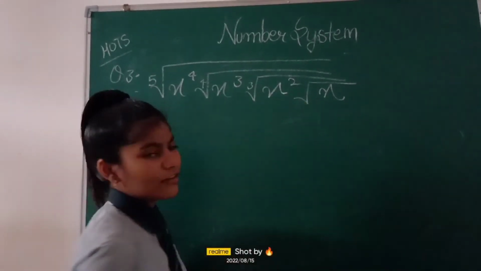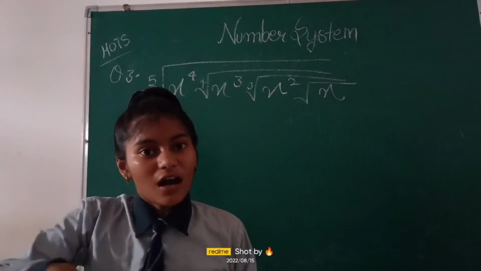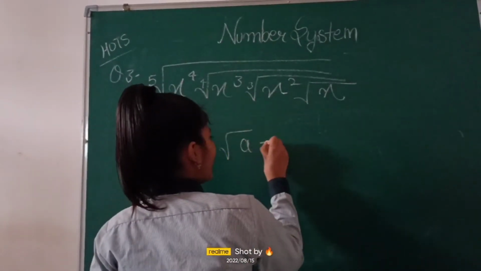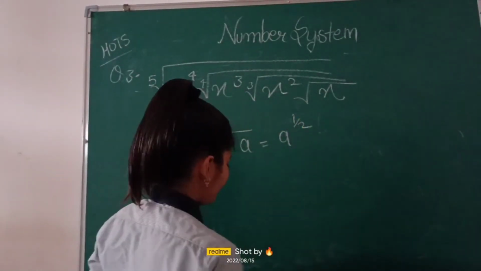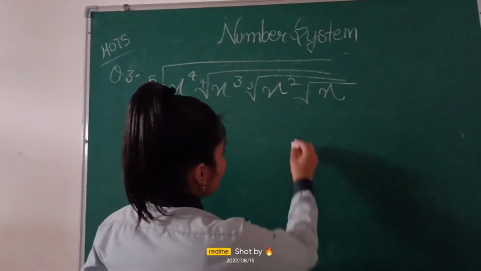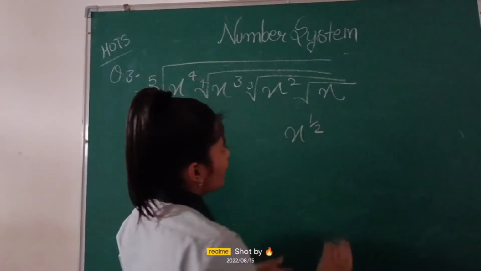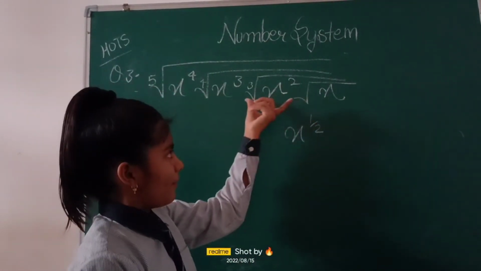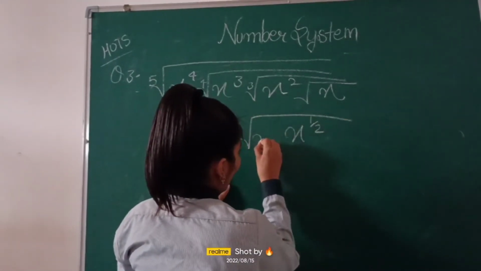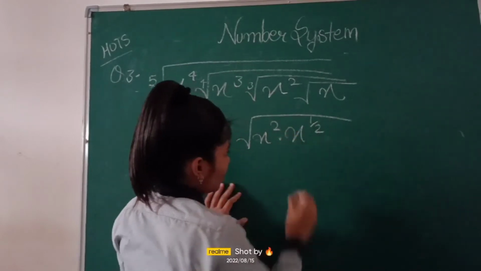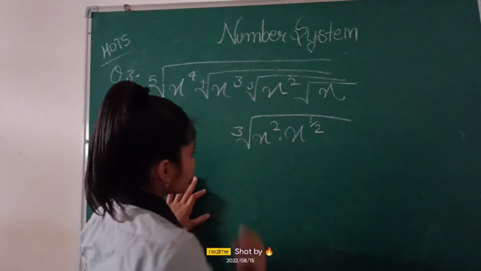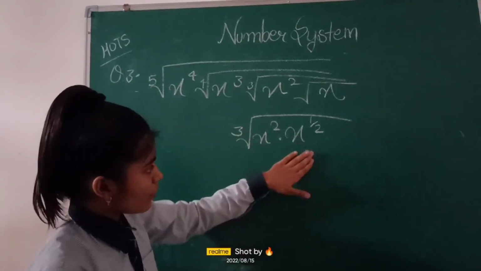So firstly, solve this. What do you know? As I told you, under root a is equal to a raised to the power half. So if under root x, then x raised to the power half. We have solved this part. Then comes this part, we have under root x squared into this, and we have the cube root here. What we have to do? We have to solve this.